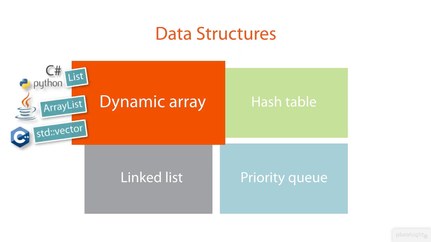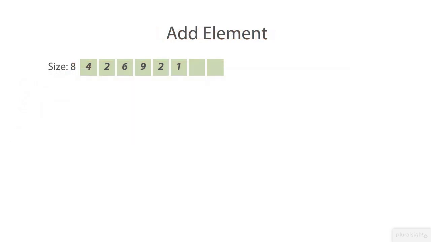In C# and Python, this data structure is implemented in a type named list. Java calls it an array list, and in C++ the structure can be found in std::vector. Let's take a closer look at some common operations on dynamic arrays. First, the operation that adds a new element to the container.